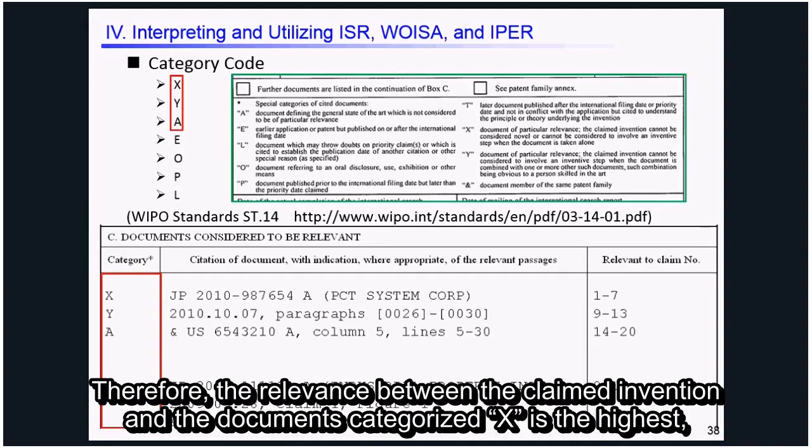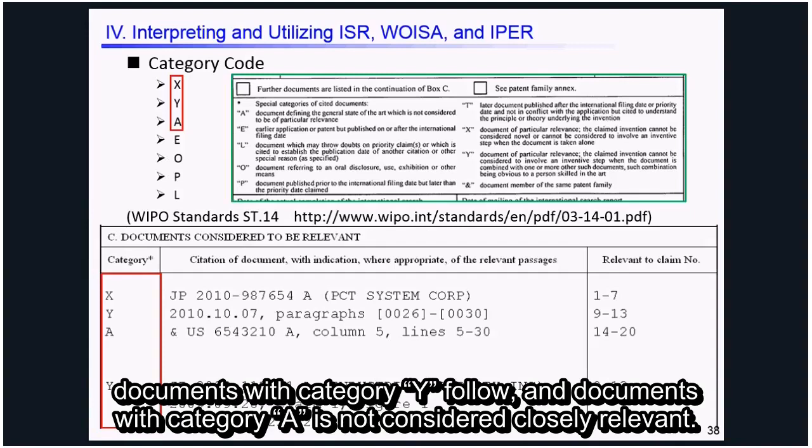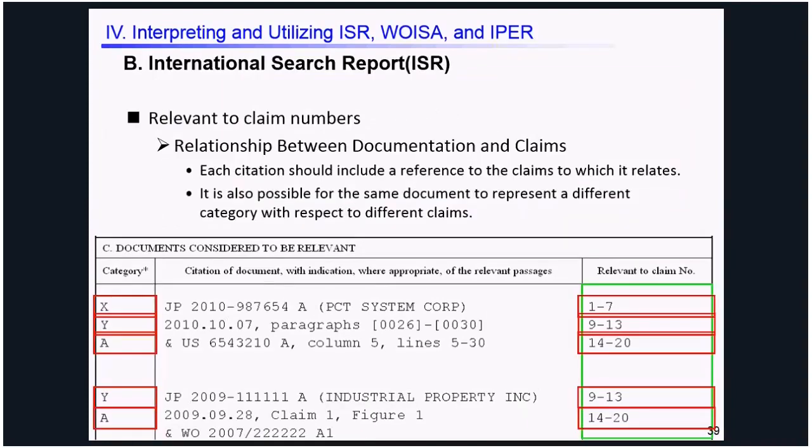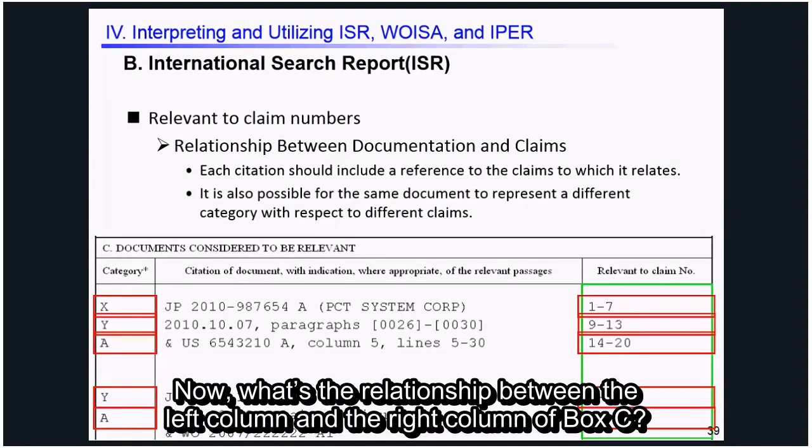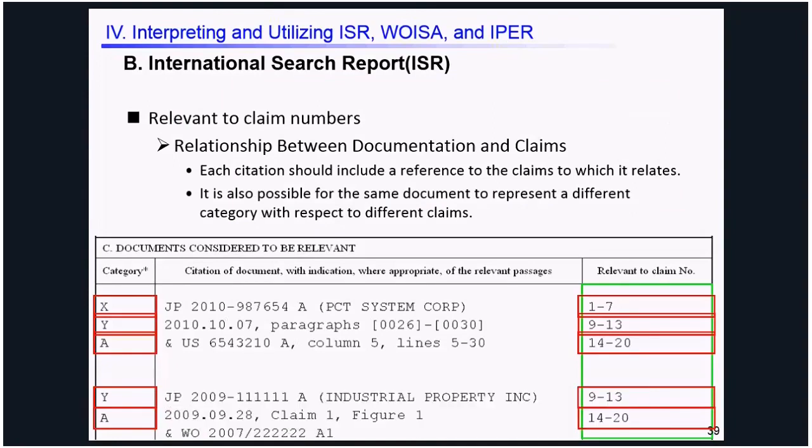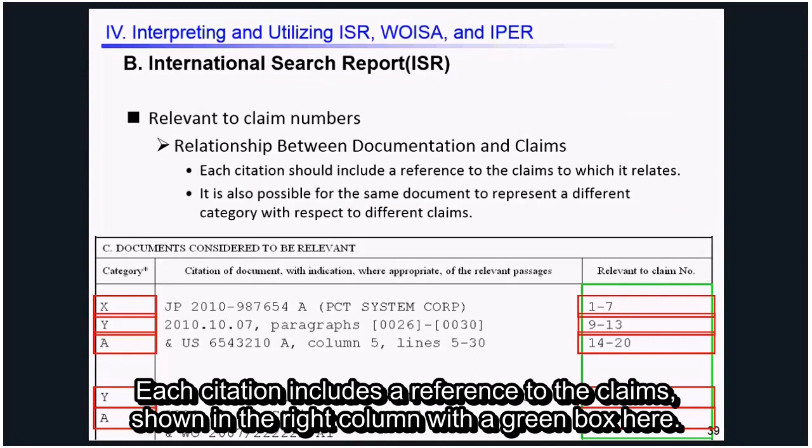Therefore, the relevance between the claimed invention and the documents categorized X is the highest. Documents with category Y follow, and documents with category A are not considered as closely relevant. Now, what's the relationship between the left column and the right column in box C? Each citation includes a reference to the claims, shown in the right column with the green box here.